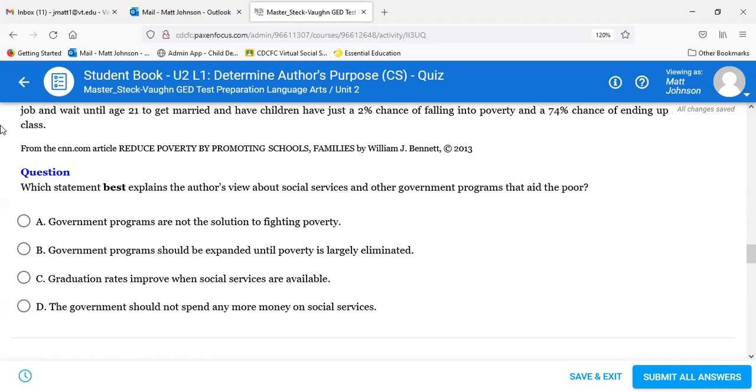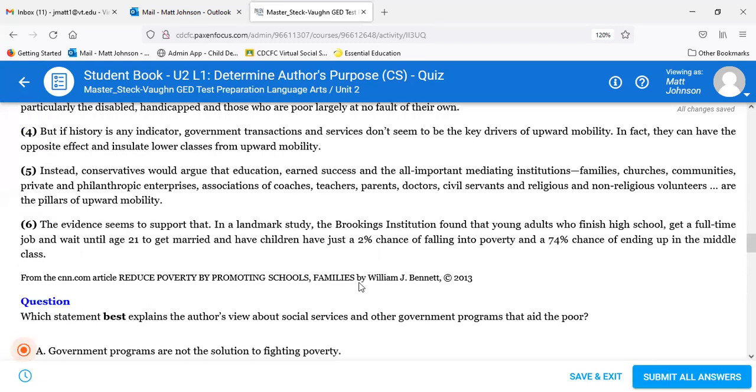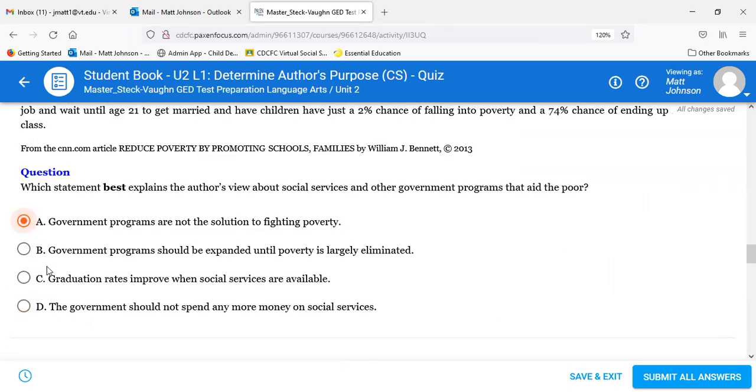A. Yeah, government programs are not the solution to fighting poverty. And, like I said, when you get used to seeing stuff like the Cato Institute, I could tell you right there when I saw the Cato Institute, this is probably about small government and eliminating federal money, just by knowing the source. The Brookings Institute, on the other hand, would probably favor more federal spending. So if this was an article by the Brookings Institution, you might see something about how we need more resources in this sector of the government or this sector of society. So yeah, A, government programs are not the solution to fighting poverty for number 3.